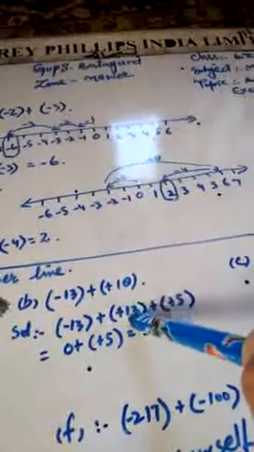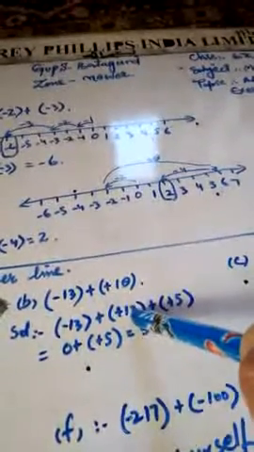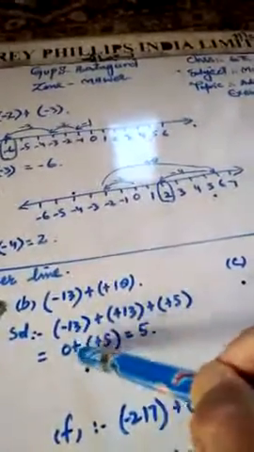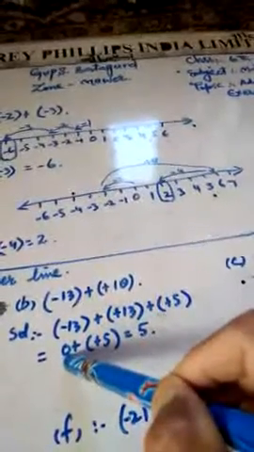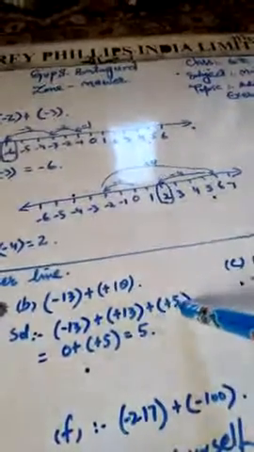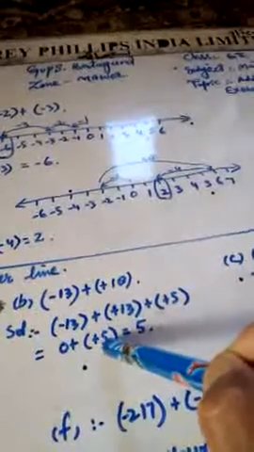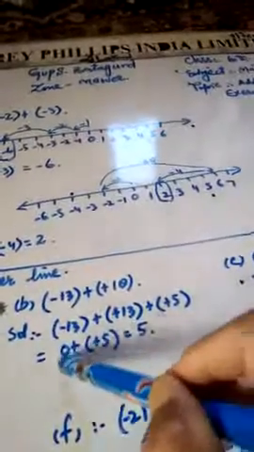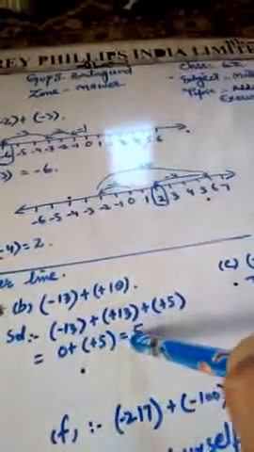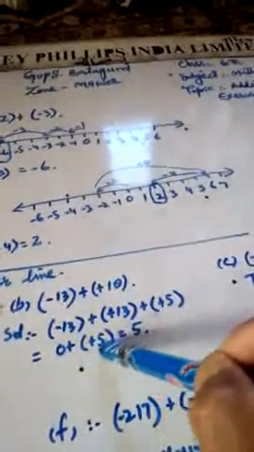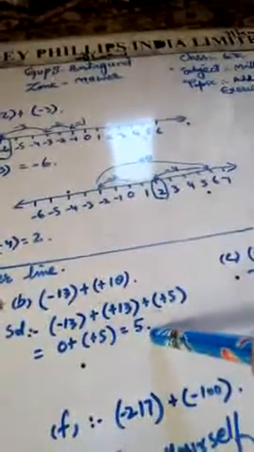So the net result of this positive integer and this negative integer is equal to 0 plus this 5. Any integer added with 0 is always equal to that integer. That means 0 plus 5 is equal to 5.